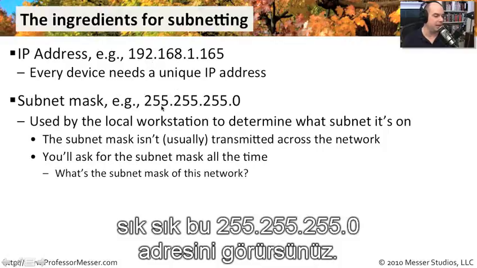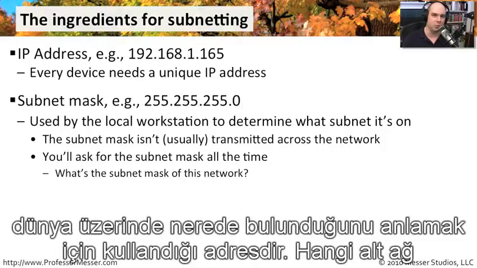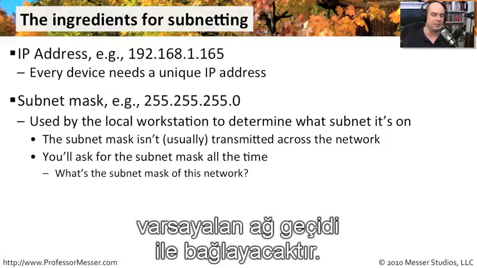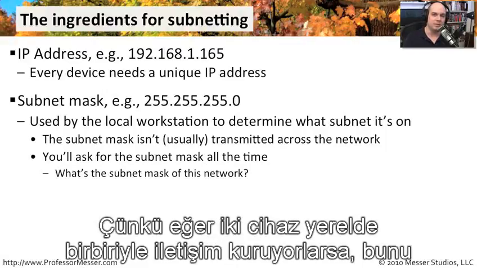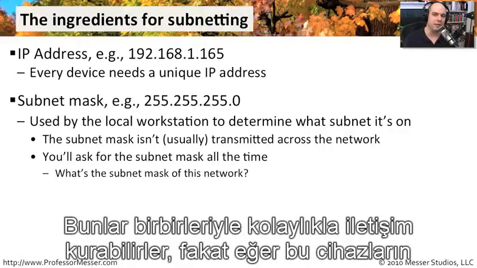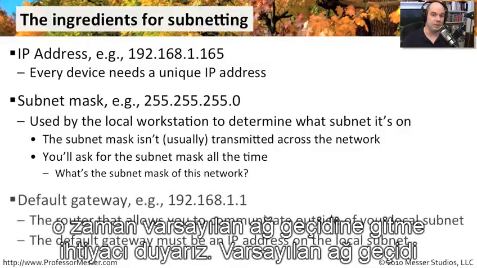To specify what network I'm a member of, we need something called a subnet mask, and you'll often see this written as something like 255.255.255.0. This is a number that's used by the local device, the local workstation, to figure out where it lives in the world, what subnet it happens to exist on, and it uses this in conjunction with the next number that we're going to look at, which is the default gateway, because if we're talking to devices that are local, we don't have to talk to a third-party device like a router to be able to do that. We can simply communicate to each other. But if we recognize that the device we need to talk to is on a different subnet, then we're going to need to go to the default gateway.